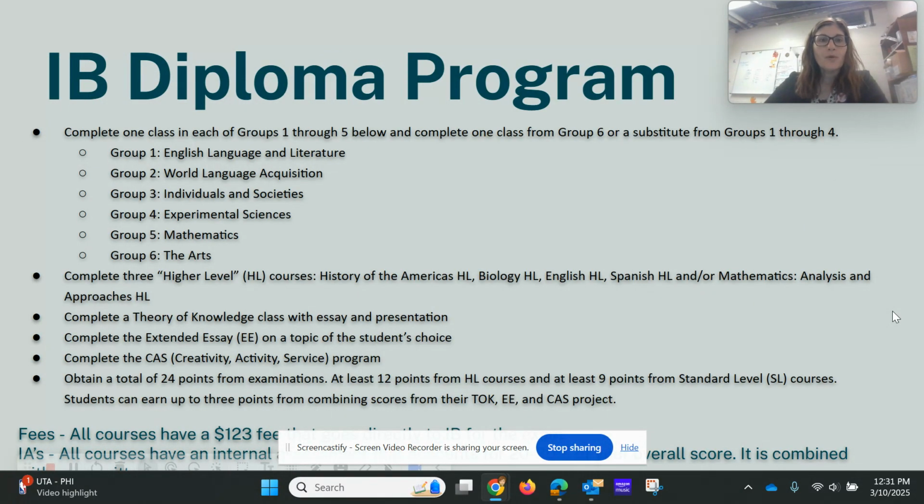The IB Diploma program is very strict in how they have broken categories down. What I mean by that is that in order to be a diploma candidate, students need to take classes from specific groups. The groups are listed up here. Group 1 is English. Group 2 would be a world language. Group 3 would be social studies. Group 4 would be one of the sciences. Group 5 would be mathematics, and Group 6 is the arts.